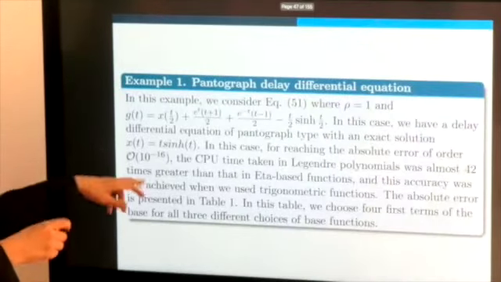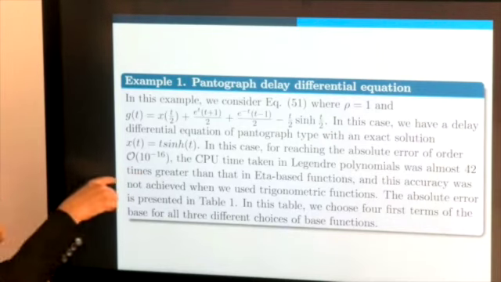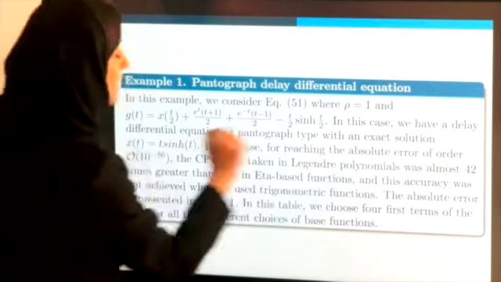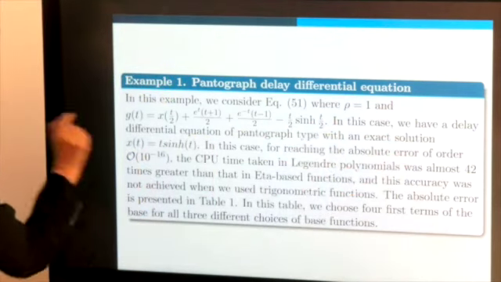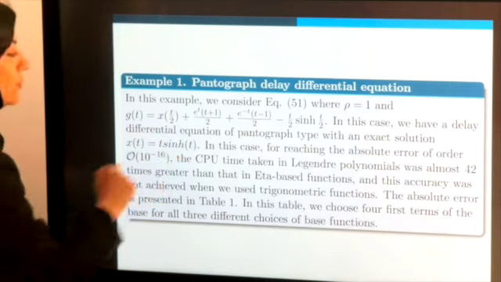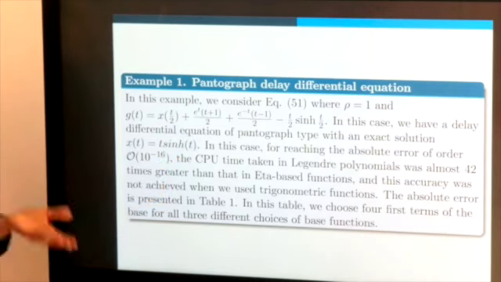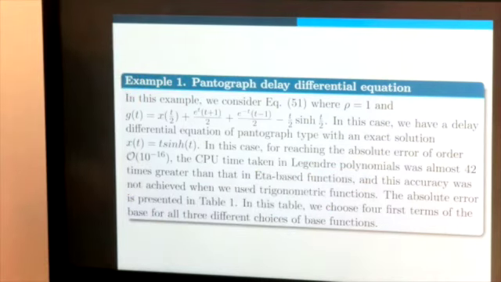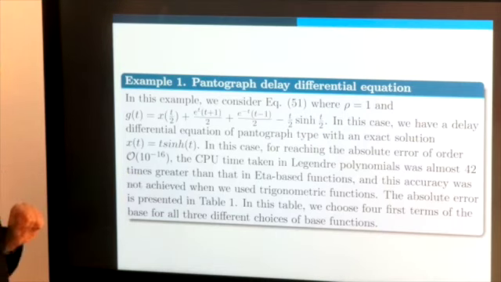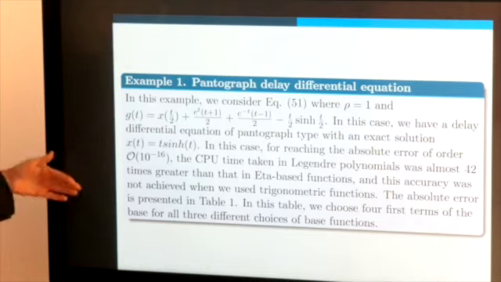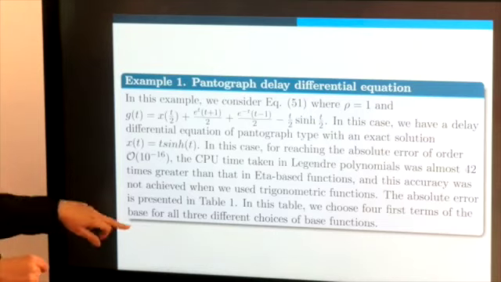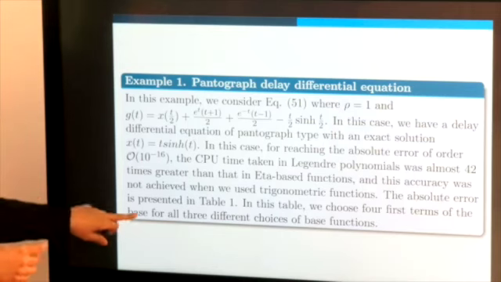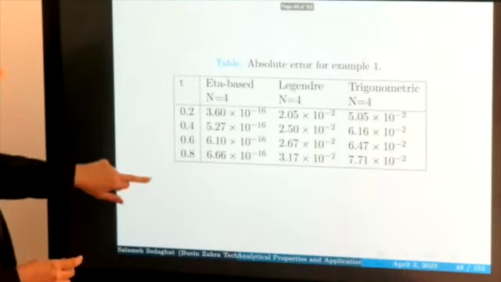Also, in this example, for reaching the absolute error of order 10 to the minus 16, the CPU time consumed by the software for Legendre polynomial was almost 42 times greater than in the eta base function case. And this accuracy was not achieved when we use sine and cosine function. So you can see the efficiency of our numerical method.